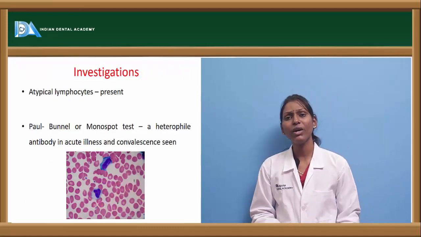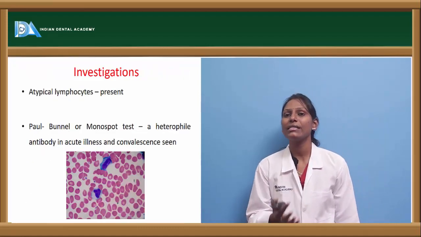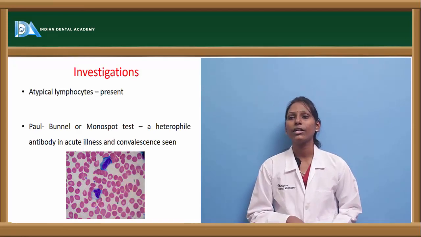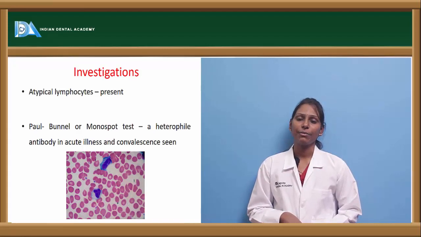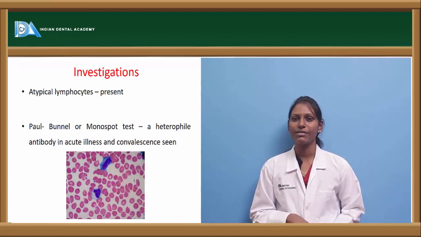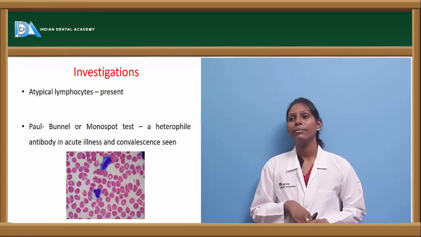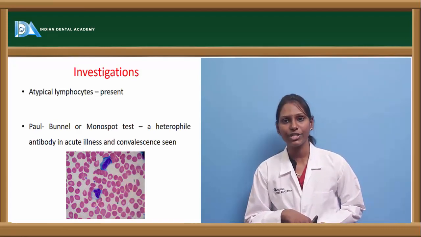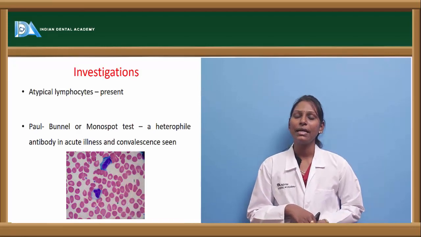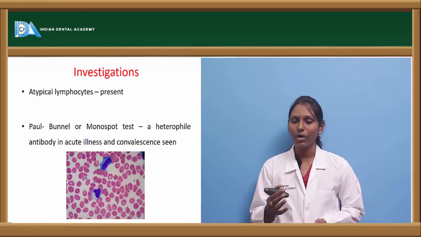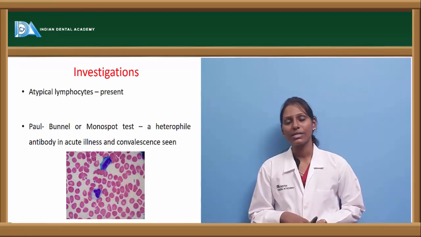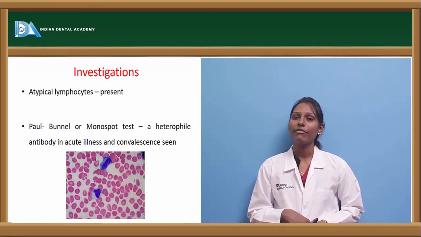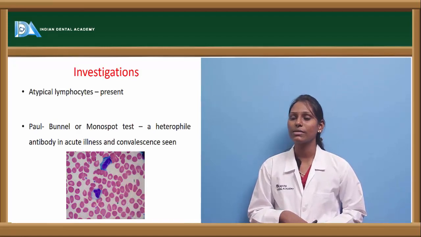Now coming to investigations. Various investigations that can be done for infectious mononucleosis include peripheral blood smear. In peripheral blood smear, patients usually will have atypical lymphocytes. And another pathognomonic test, the gold standard test for infectious mononucleosis, is the Paul-Bunnell test. Dr. Paul is one of the scientists who first did this test, so it is named after him as the Paul-Bunnell test. It is also called the monospot test.